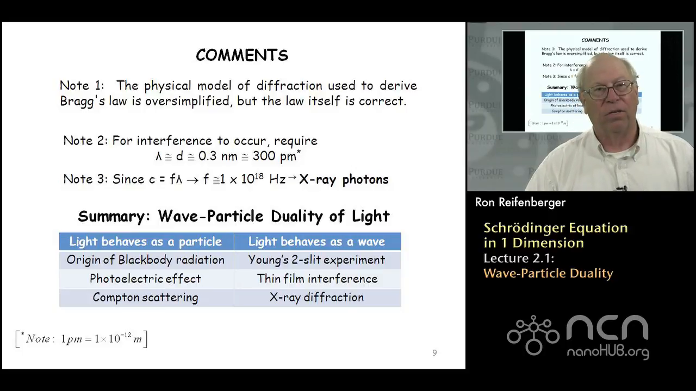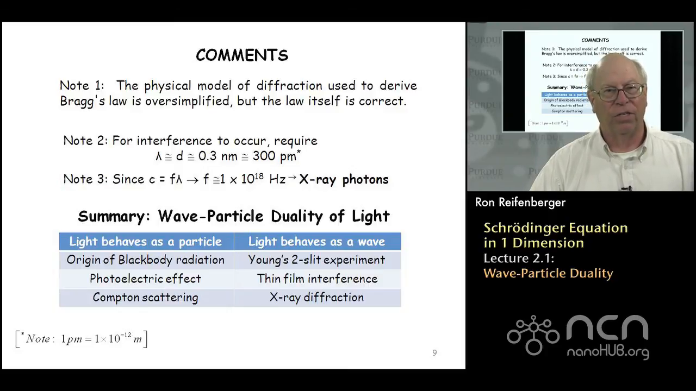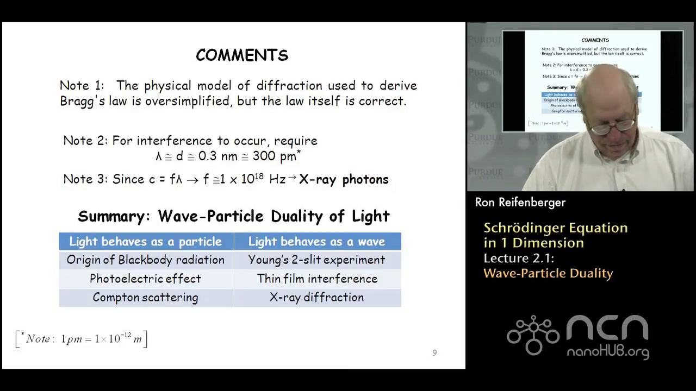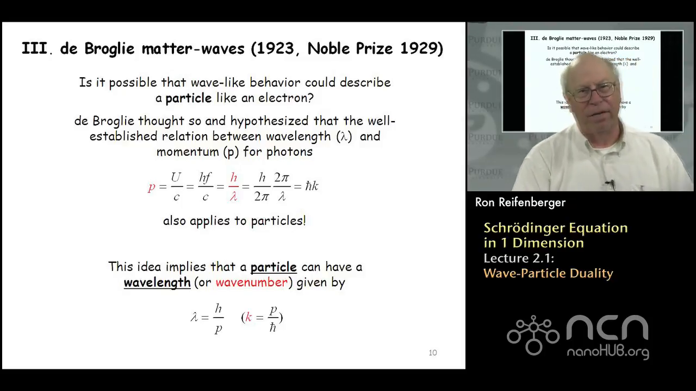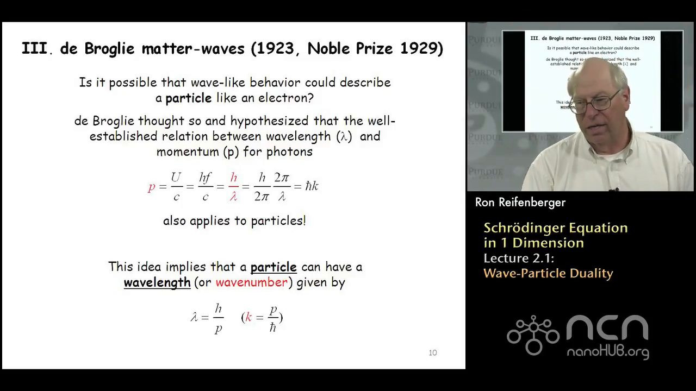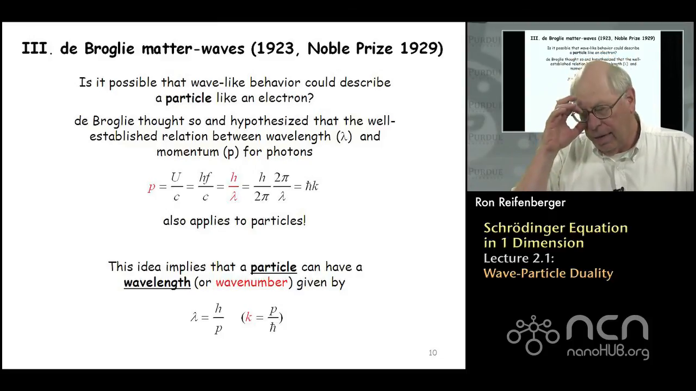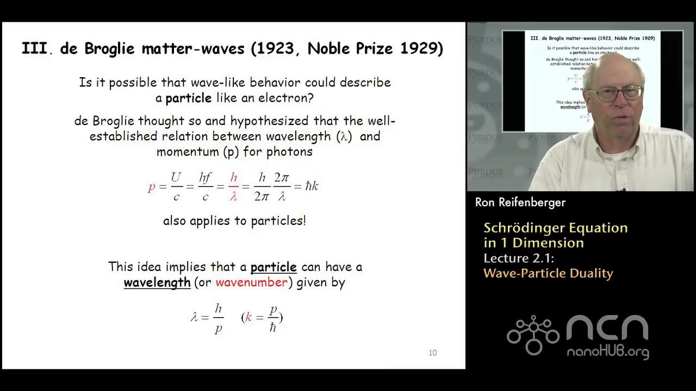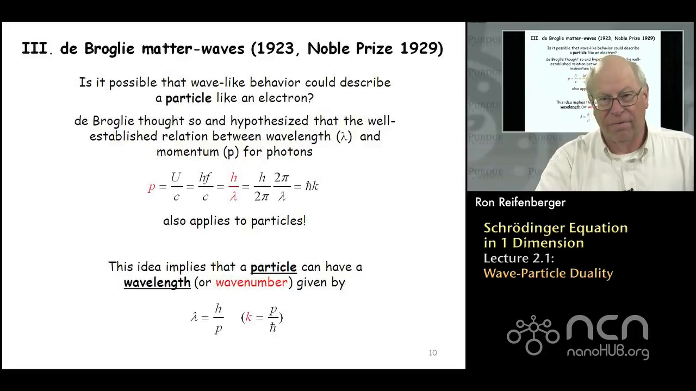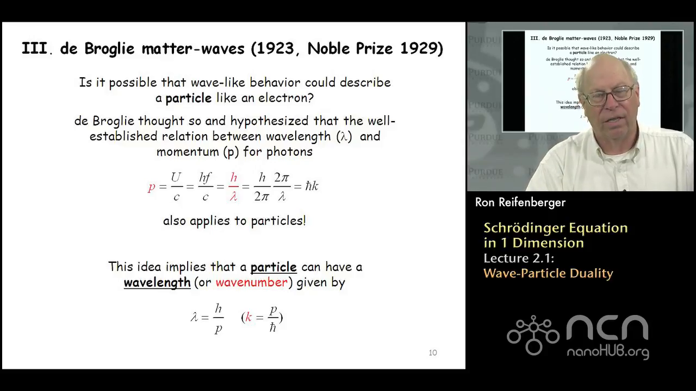So this is a fundamental dilemma that sort of drove the entire area of modern physics in the late 1800s and early 1900s. And it leads to the next topic in the lecture, and that is the idea of matter waves that was introduced by de Broglie in 1923. De Broglie was a theoretical physicist in France, and he started to wonder if it was possible for a particle to exhibit this interference-like, wave-like type of behavior that light exhibits.